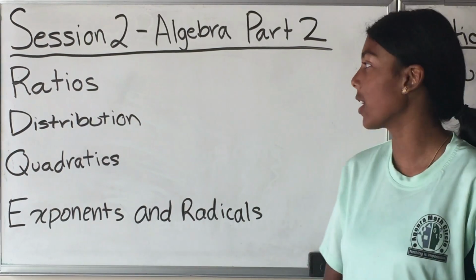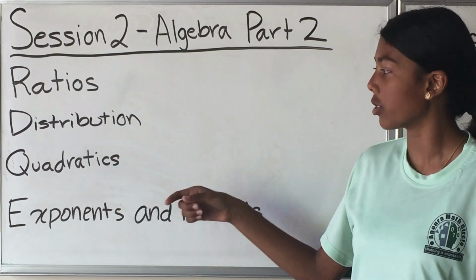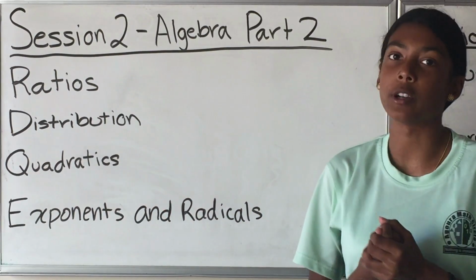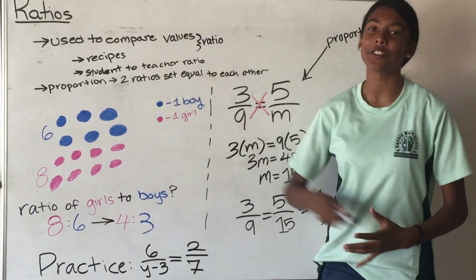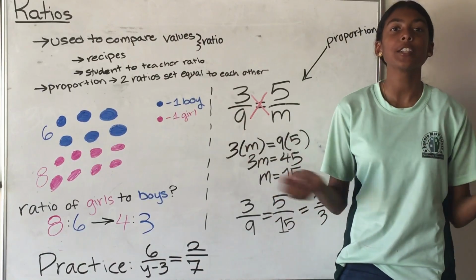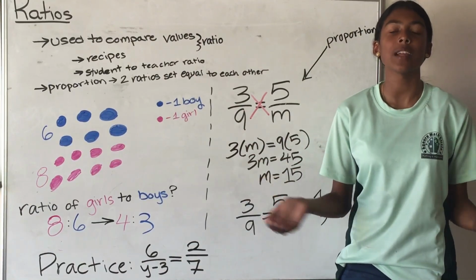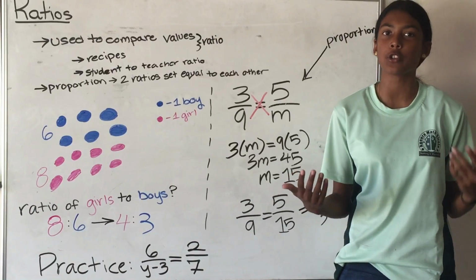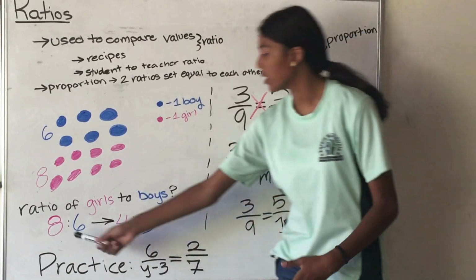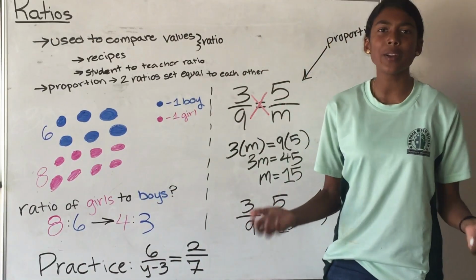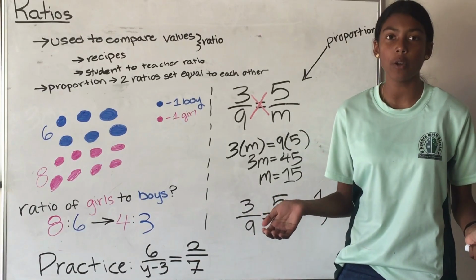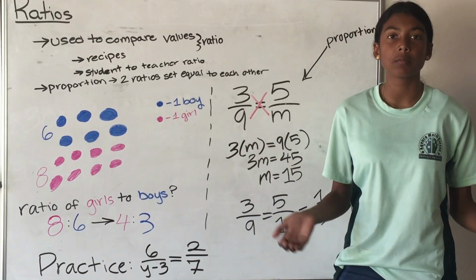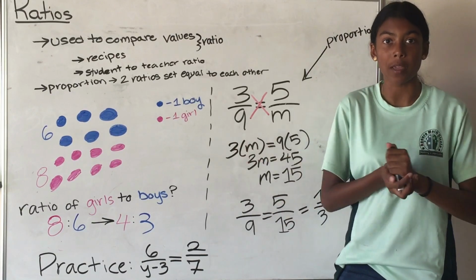Today we're going to be covering ratios, distribution, quadratics, and exponents and radicals. Our first topic of today is going to be ratios. What is a ratio? A ratio is a comparison. We can write this as a fraction, or we can use two or more numbers with a colon separating them. So when do we use them? Colleges use them for student-to-teacher ratio, or cooks use them for a recipe.